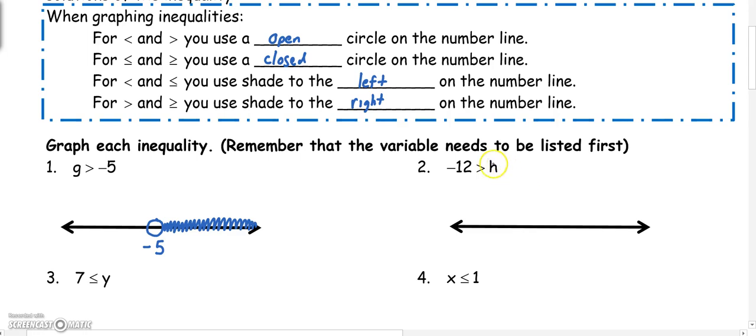Number 2, -12 is greater than h. First, we need our variable to show on the left side. So we're going to flip this entire inequality. We're going to flip the spot of the h and the -12 and flip the direction of the sign. So we now have h is less than -12. So at -12 on the number line, we should have an open circle, and we should be shading to the left.